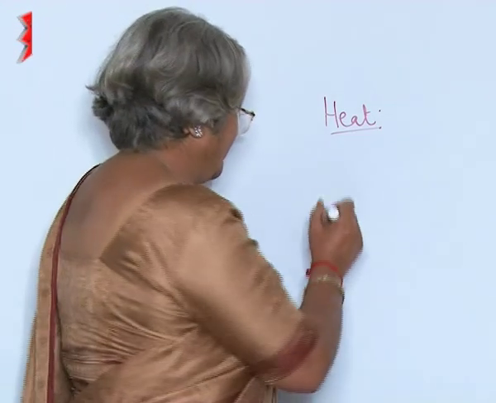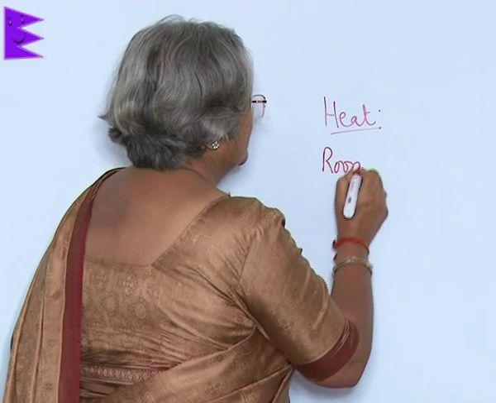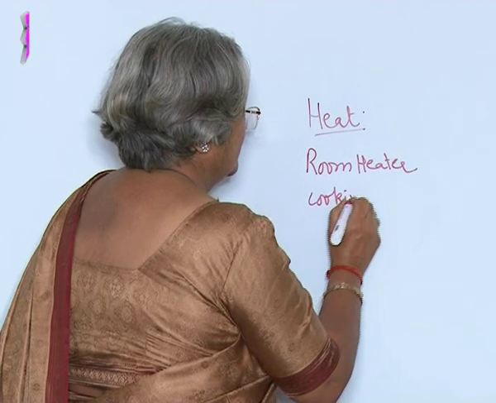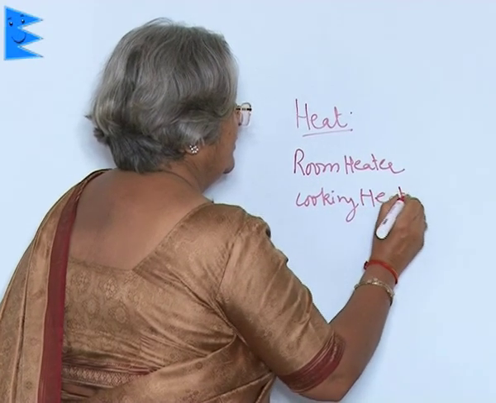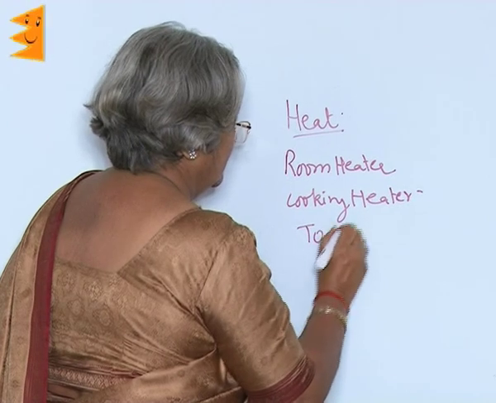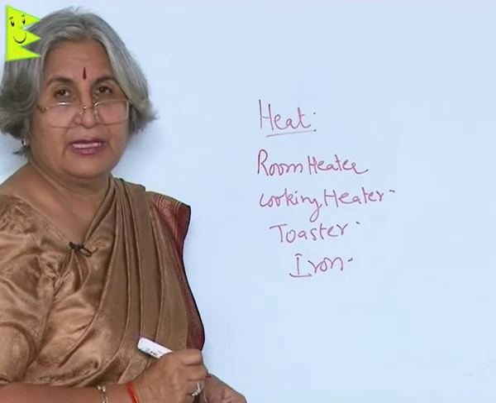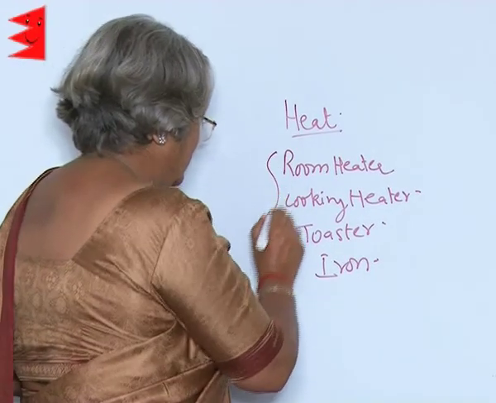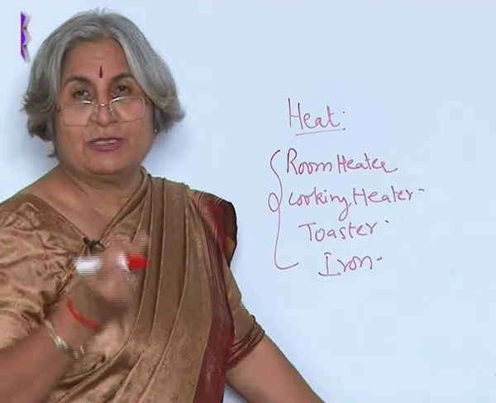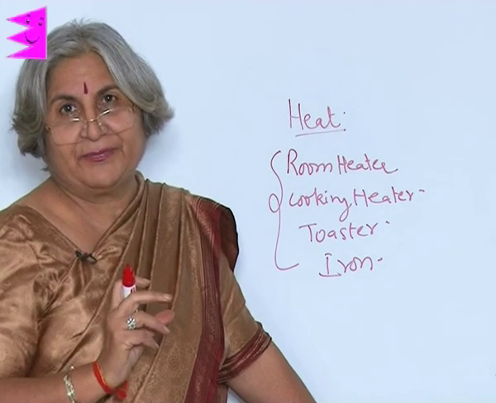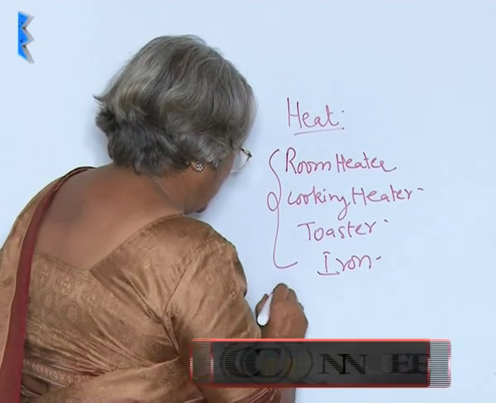Most of the equipment that we use at home is based on this principle. Some of these equipments are room heater, cooking heater, toaster, iron, and so on. In all these equipments, especially in the case of heaters, there is a coiled wire inside it. This coiled wire is called an element.